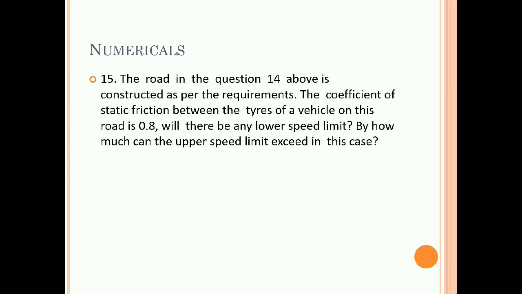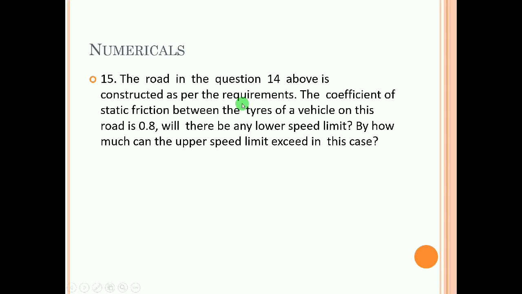Okay, so the next numerical is again in continuation with the previous one. The road in question 14 above is constructed as per the requirements. The coefficient of static friction between the tires of the vehicle and this road is 0.8. Will there be any lower speed limit? By how much can the upper speed limit be exceeded in this case? So this is asked here.